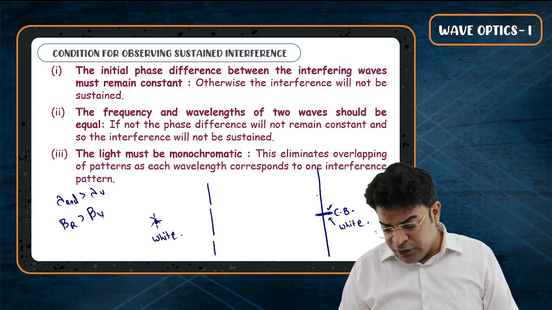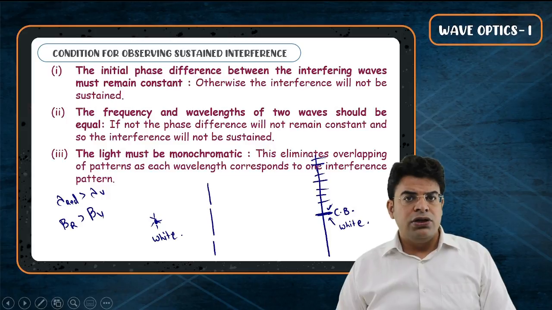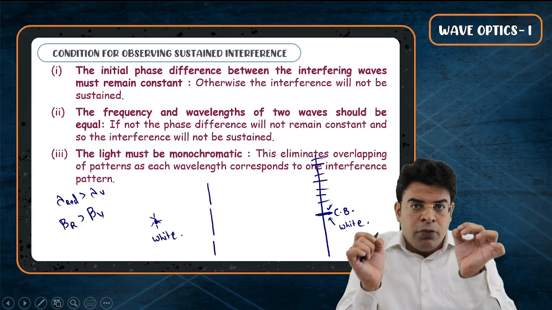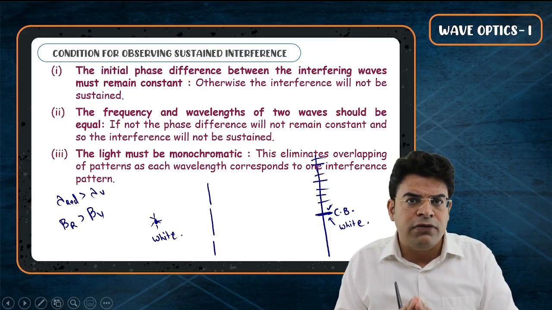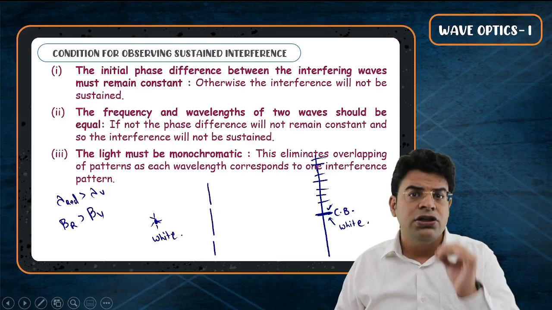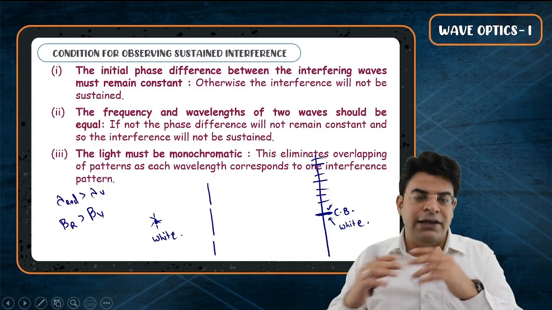So at different places you will find the bright of violet and the bright of red, right? So you won't be able to observe the interference pattern properly. That's why, to observe the interference pattern, it is better to use monochromatic light, so that the interference patterns of two different colors do not overlap each other.